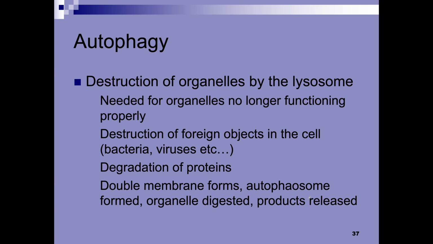Sometimes organelles start wearing out. They may be damaged, things like that. It can also be used to destroy intracellular bacteria or viruses that have endangered the cell. It can be used in protein degradation if there's a multitude of proteins that need to be destroyed all at once. And the autophagosome, this is misspelled here, there should be a G here. The autophagosome is formed when we need a double membrane for this function.